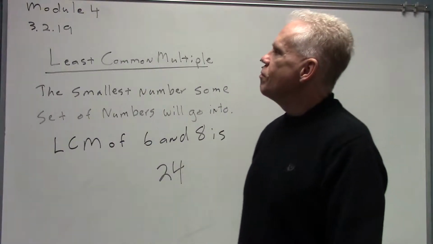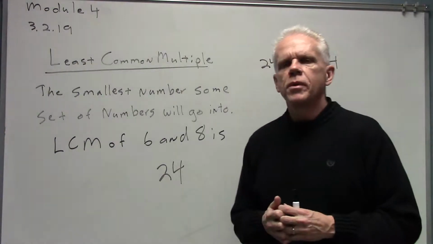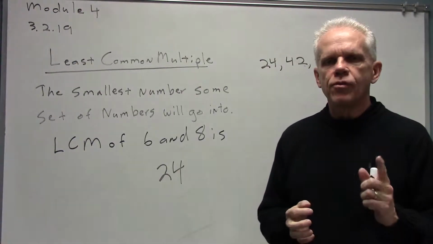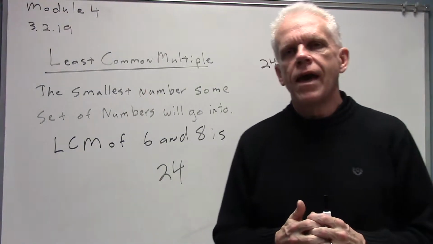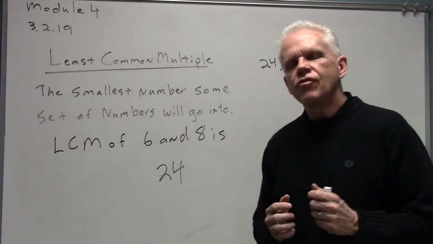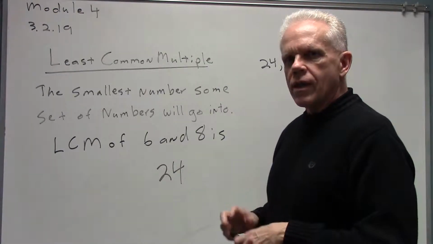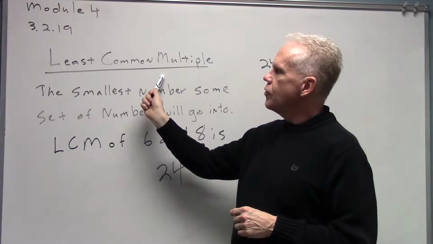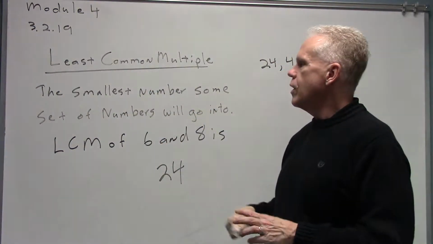We are into Module 4 now, and in Module 4 we have been working a little bit on adding and subtracting fractions. A big piece of adding and subtracting fractions, a skill that you'll need to have, is to be able to find the least common multiple of a set of numbers. Let me give you a quick definition. The least common multiple is the smallest number some set of numbers will go into.